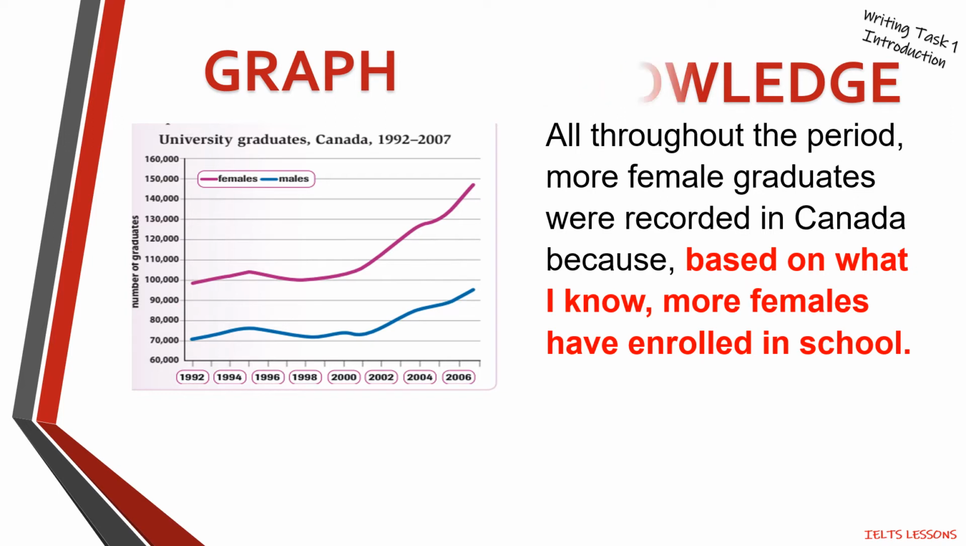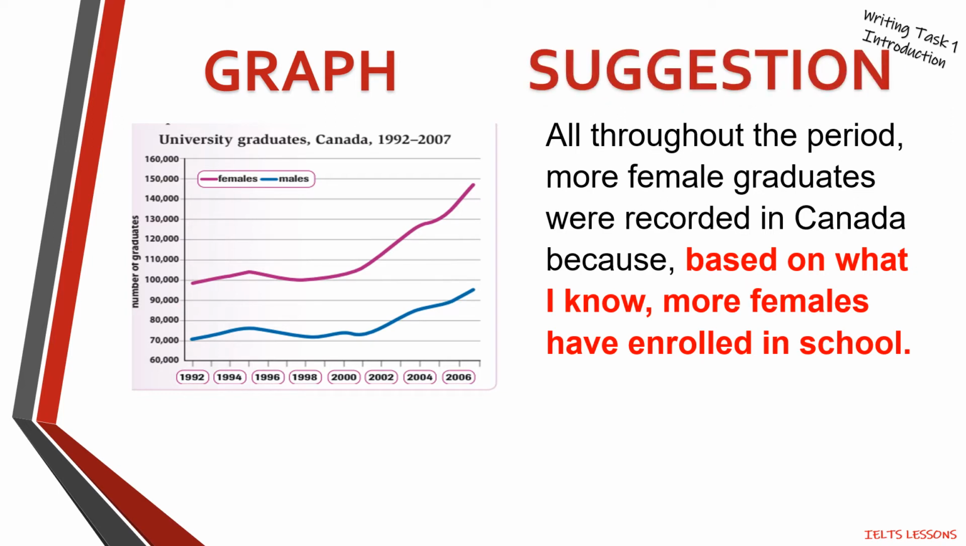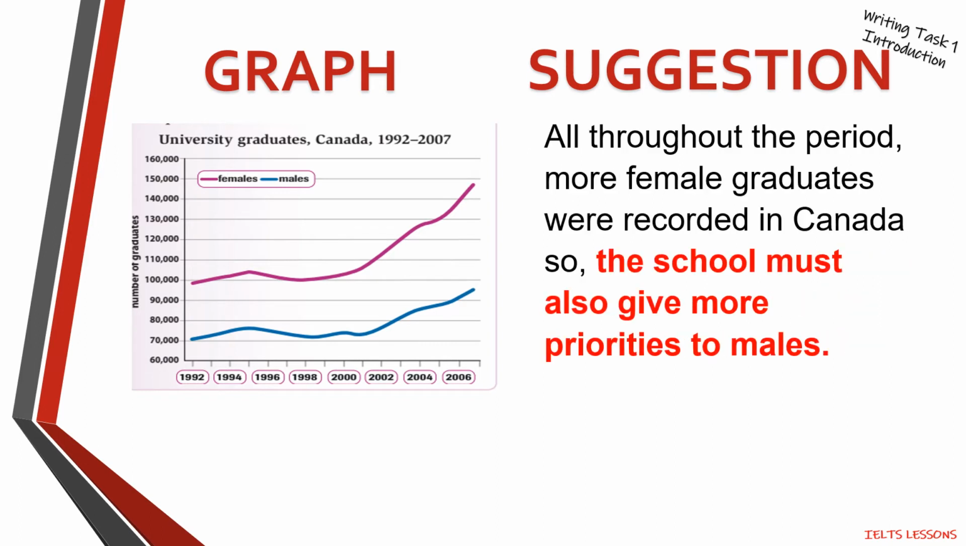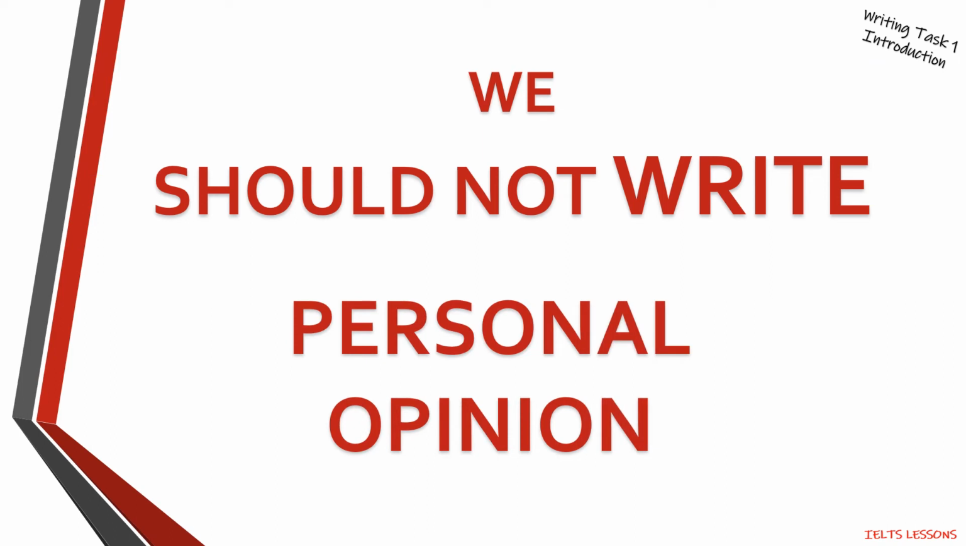Lastly, we should not write any suggestions. As an example to this, we should not say that all throughout the period more female graduates were recorded in Canada, so the school must also give more priorities to males. So never give suggestions in this writing task. Again, you can give suggestions in a conclusion in writing task 2. So we will learn this later.